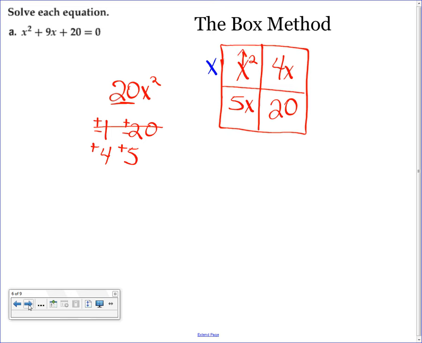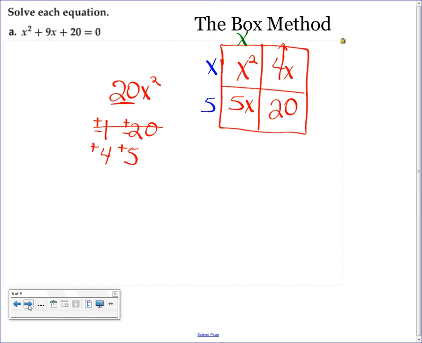x. Now that we've done that, we can go over here and take a look at this one, 5x. Let's divide this 5x by this x. 5x divided by x equals 5. And last but not least, let's take this 4x and divide it by this x and place our answer here. 4x divided by x equals 4.